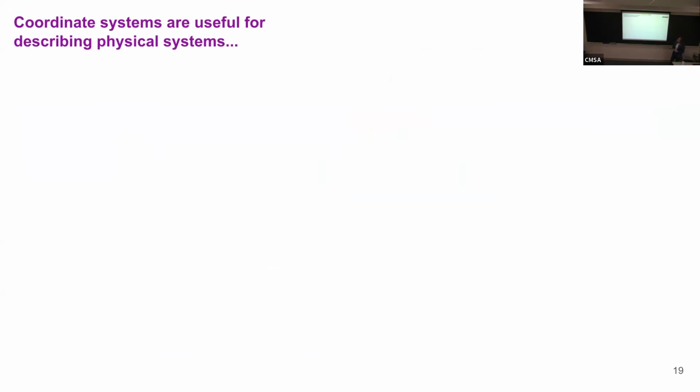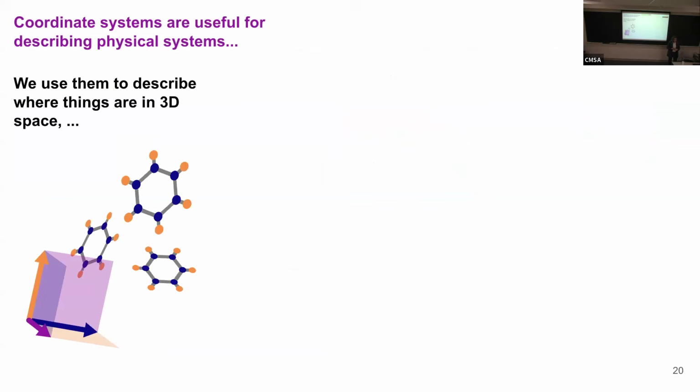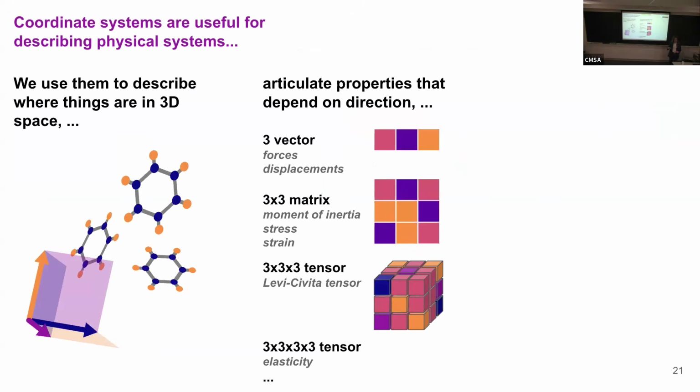Okay, great. So coordinate systems are useful for describing physical systems, for where things are in 3D space, and any type of property that depends on direction. If I'm an atom and I'm experiencing a force, this is articulated by a vector. Maybe I have this coffee cup, and I probably shouldn't spin it, but if I did, the motion of that object, or how easy it is to spin it, would be described by a moment of inertia tensor, which is a 3x3 matrix. We can consider how a material acts to being squished and stretched in various directions, and that would be an elasticity tensor. And then for those of you who love anti-symmetry, here is a Levi-Civita tensor, a nice 3x3x3 tensor in 3D.